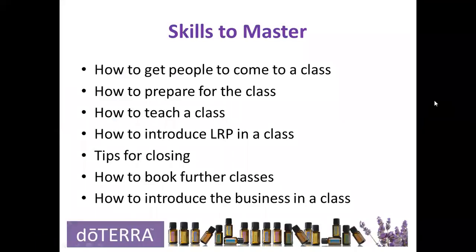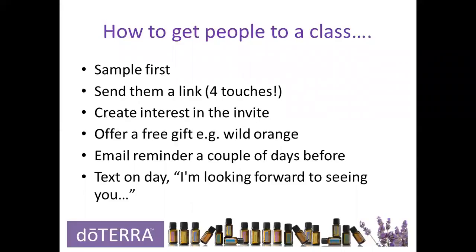Okay, here we go. So the skills to master with this class is how to get people to come to a class, how to prepare for the class, how to teach a class, how to introduce LRP, so the Loyalty Rewards Program, in the class. We'll be going through that. Some tips for closing, how to book further classes, as that's a key part of never running out of contacts. So we'll discuss that in a little bit of detail. And then, of course, how to introduce the business in a class.